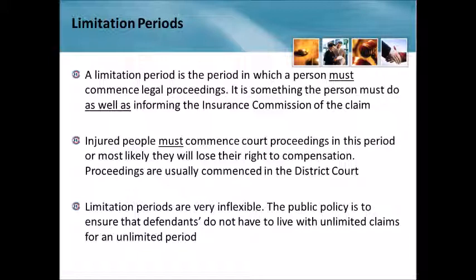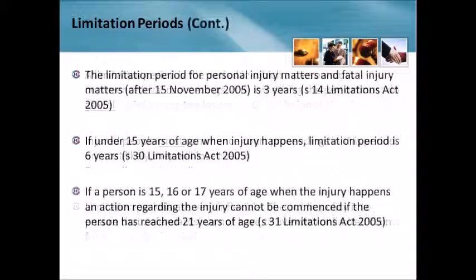If court proceedings are not commenced before the end of the limitation period, it could mean the end of the claim, or perhaps spending a lot of time and effort in an application for leave to commence court proceedings after the end of the limitation period. The limitation period for personal injury matters and fatal injury matters after 15 November 2005 is 3 years. If the injured person was under 15 years of age when the injury happened, the limitation period is 6 years. If a person is 15, 16 or 17 years of age when the injury happens, an action regarding the injury cannot be commenced if the person has reached 21 years of age.